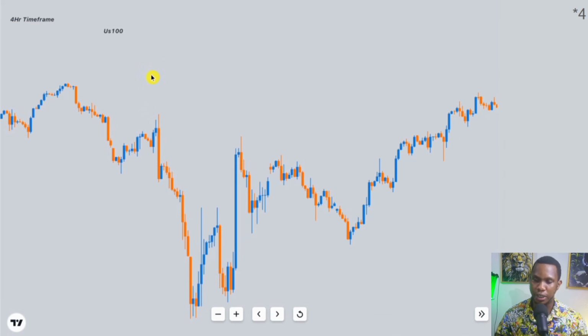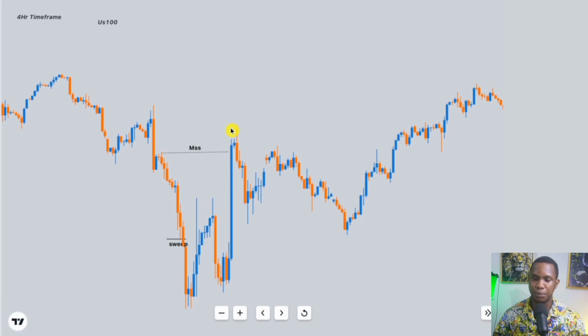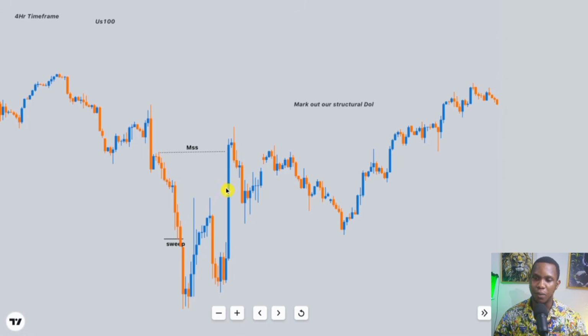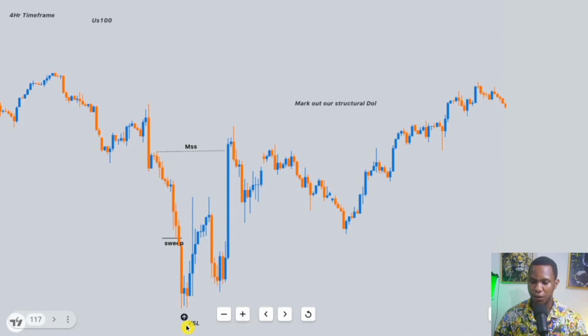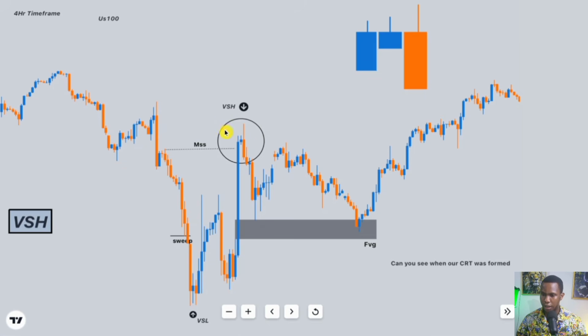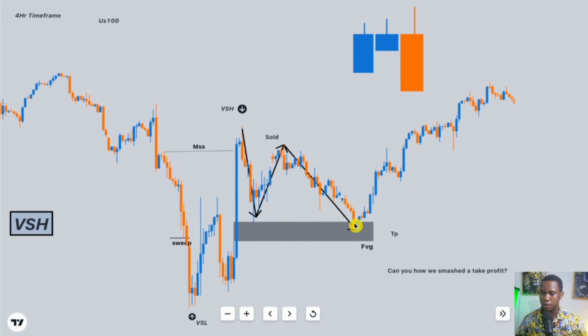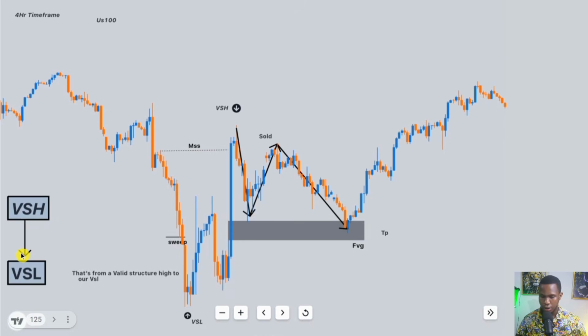So this is the 1 hour time frame US 100. Can you see we had our sweep here and we came to make a market structure shift, guys. The next thing is we'll mark out our structural draw on liquidities: our value structure low, our fair value gap, and our value structure high draw on liquidity. And can you see when our CRT was formed, I brought this out so you can see it clearly here. When our CRT was formed here, we sold, guys, towards this structural draw on liquidity. And can you see our price delivered and TP was smashed? That is from a value structure high towards a value structure low.